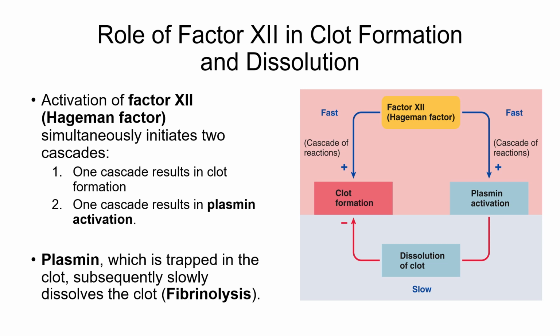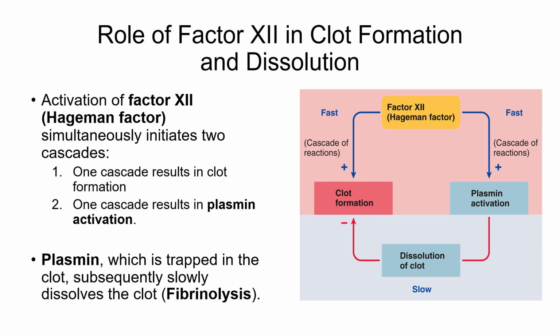So the Hageman factor, factor 12, activates two different cascades. It activates a fast cascade resulting in clot formation, and a slower cascade that's going to result in plasmin activation. Plasmin, which is trapped within the clot, will ultimately dissolve the clot through breaking down the fibrin, or fibrinolysis.